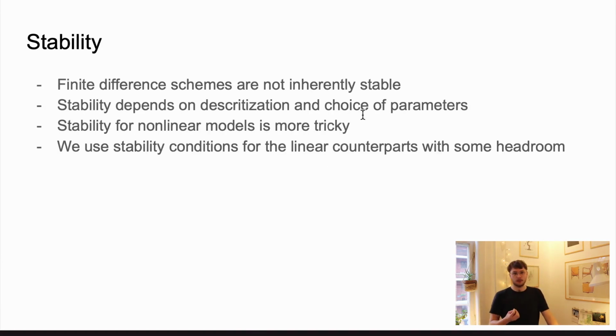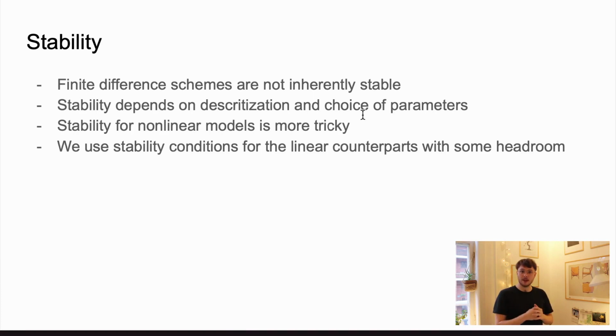So an important topic when dealing with these finite difference schemes is that they are not inherently stable. The stability of your system is going to depend on how you discretized your equation and your choice of parameters. Normally we will derive a stability condition, that is a mathematical expression that tells us how to choose our parameters so that our scheme is guaranteed stable. This can be pretty tricky for nonlinear models such as the ones we're using. So what we did is that we used the stability conditions that are known for the linear counterparts of the systems that we're using, and then we added a bit of headroom to account for the non-linearity in the systems.